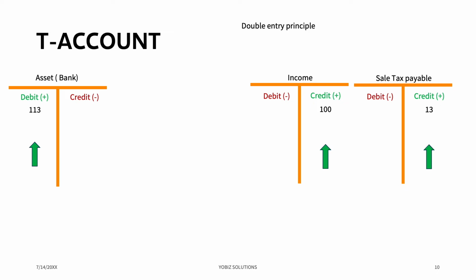And on the right hand side, you see that your income was only $100, but now you owe the $13 that you collected on behalf of the government. So your income is increased and also your liability to the government increases. That means all the increases should go to the positive side on either side. And if you add up the total amount of the debit entries, which is 113 on the left, it is equal to the total number of the credit entries on the right, which is $113. So your accounting is balanced. That is what they call the double entry principle in accounting.